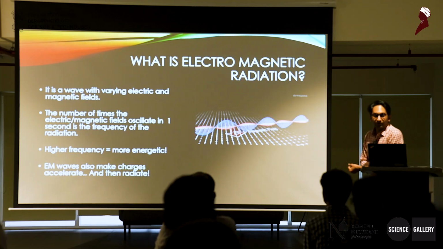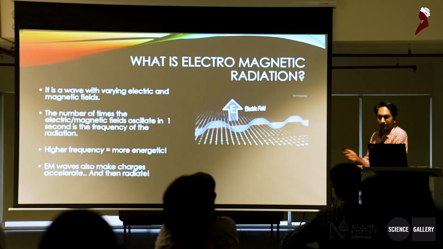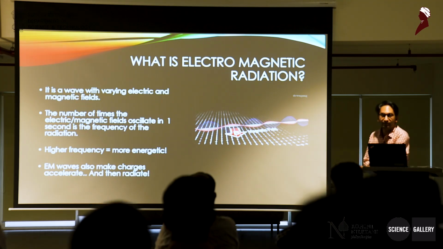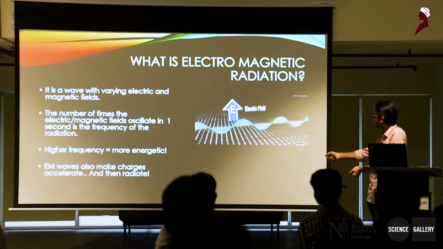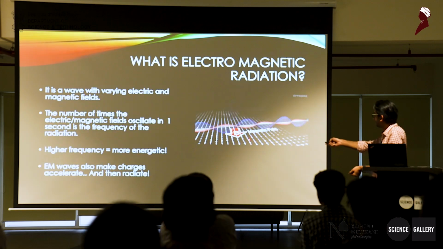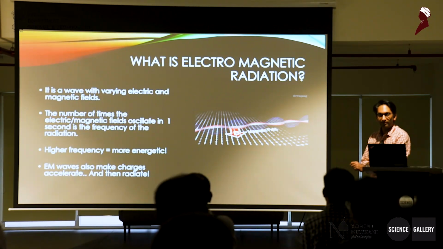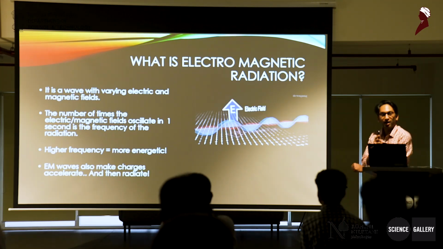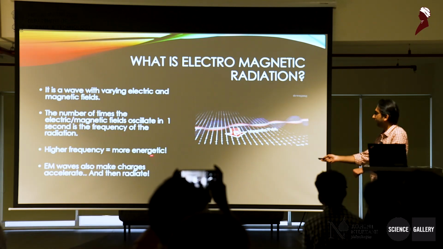So what is electromagnetic radiation? It is basically magnetic and electric fields varying with time. You can see this here. Magnetic fields are varying in one direction, which is here, and electric fields are varying that way. The number of times they oscillate in 1 second is the frequency. And how high the frequency is, how many more times it oscillates in 1 second, will tell you the energy of the radiation.